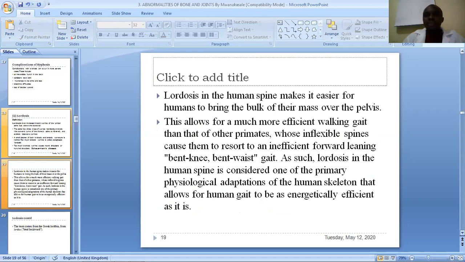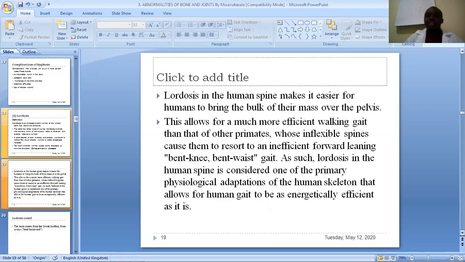Now, lordosis in the human spine makes it easier for humans to bring the bulk of their mass over the pelvis. This statement means that as humans, we have this lordotic curvature on the lumbar region for us to have an easy gait compared to other primates. So this allows for a much more efficient walking gait than that of other primates, whose inflexible spines cause them to resort to an efficient forward leaning or bent knees, bent waist gait.